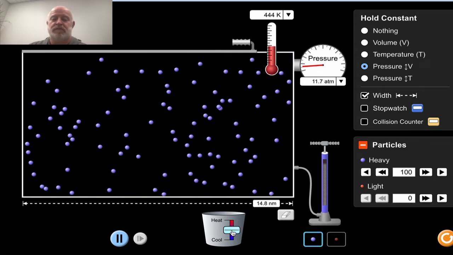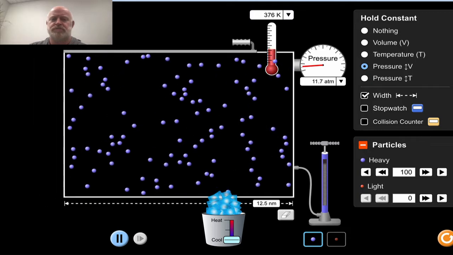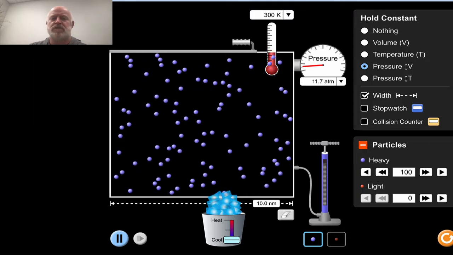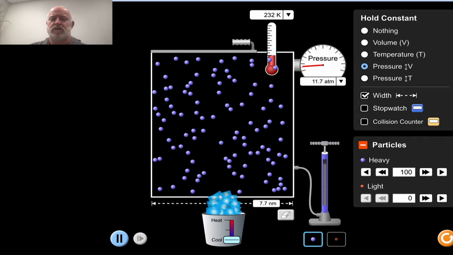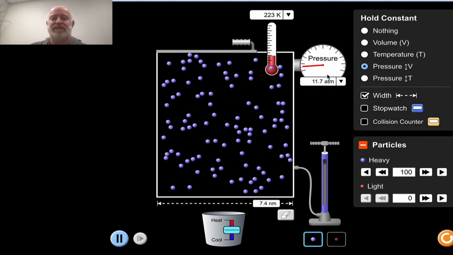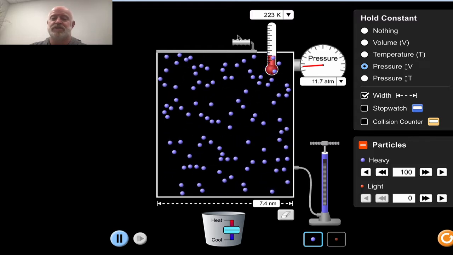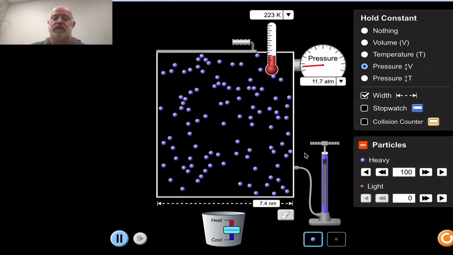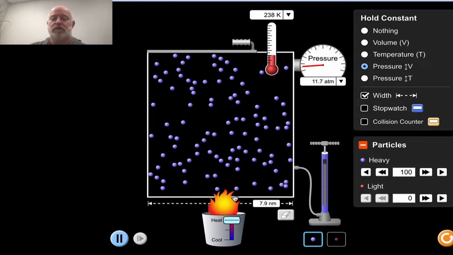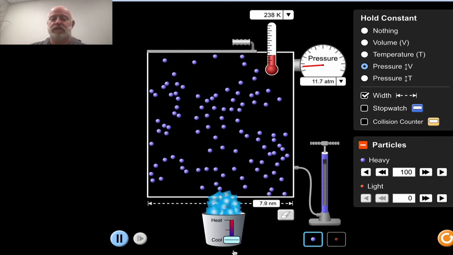Same idea. If we cool this down, they get slower and slower. But we need to make sure the collisions stay the same. So if they're moving slower, to maintain collisions, we give them less space, okay? So now warming increases. Cooling decreases.